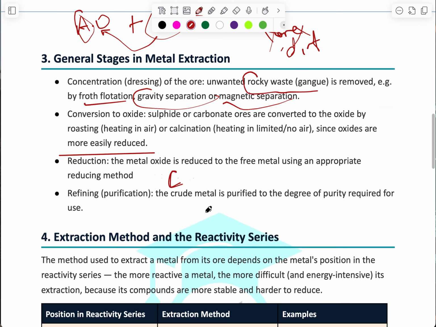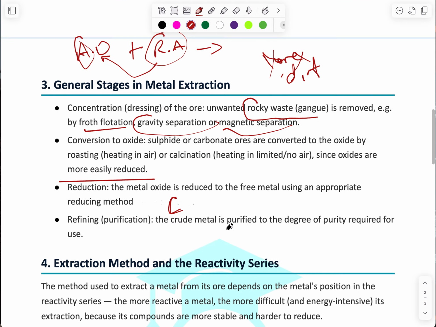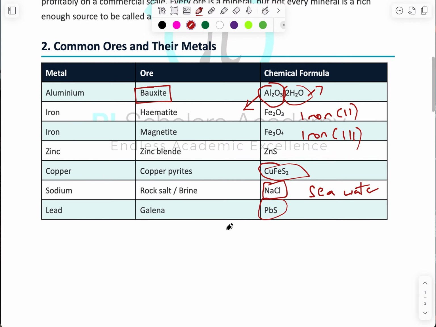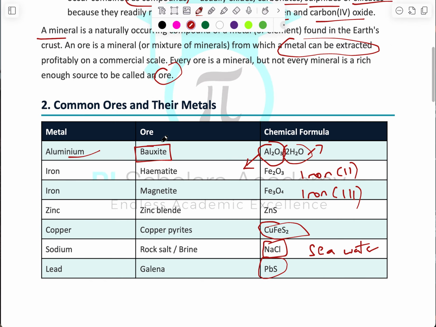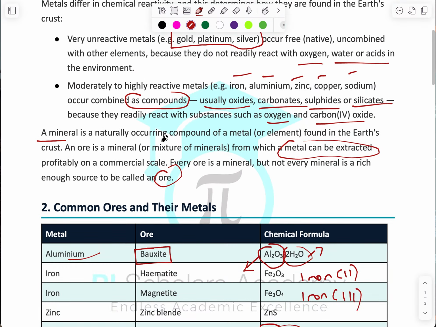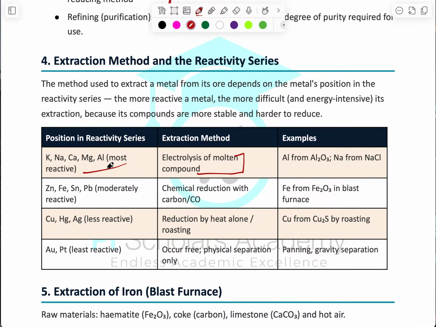So I'm going to explain all these things now. Let's talk about extraction methods and the reactivity series. How do we determine what extraction method we want to use based on the reactivity series? We have very reactive metals like potassium, sodium, up to aluminum. For these, we use electrolysis of their molten compound. That's why I was talking about aluminum oxide and the likes earlier. We extract the metal by electrolysis. These ones are very reactive, so electrolysis of their molten compound.